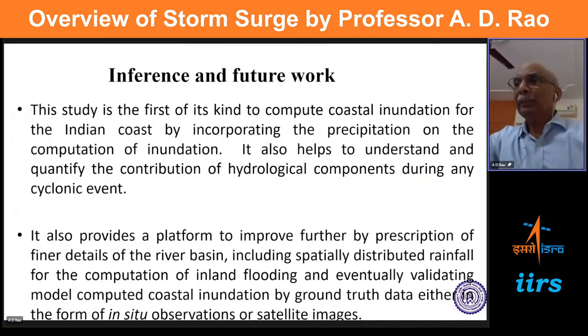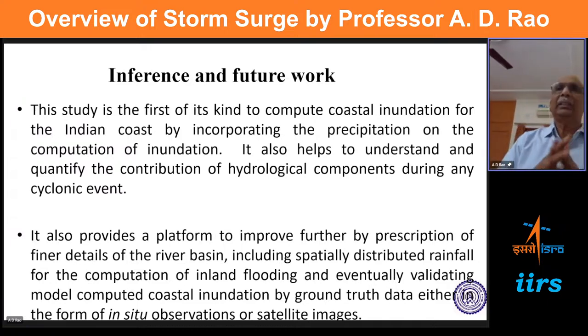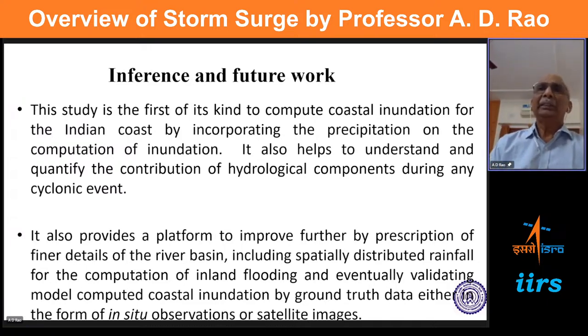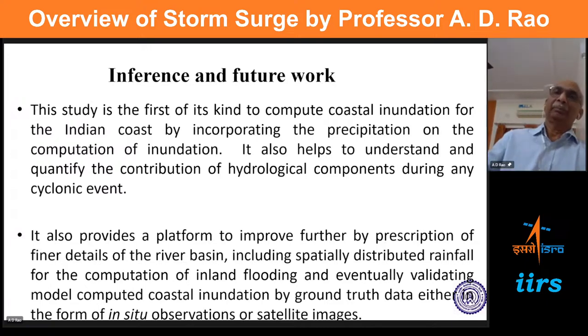Coming back, this is the type of work done for the first time for our region, including the precipitation and also upstream river discharge, and the calculation of inundation based on this through a coupled model. So we have coupled a hydrological model with the hydrodynamic model and get the realistic situation of flooding.